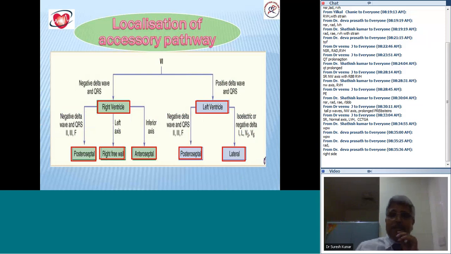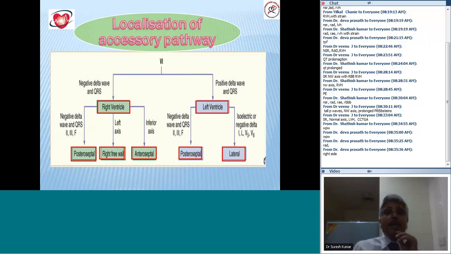And now you are trying to see where in the right ventricle it is or where in the left ventricle it is. In the right ventricle, if you find the QRS is negative in 2, 3, AVF and the delta is negative, it is a posteroseptal. If you have a clear left axis, which means lead 1 and AVL are standing out, 2, 3, AVF are not, that is a right free wall. And if you have an inferior axis, which actually would mean that lead 1 and AVL are negative, then it is anteroseptal. So the right-sided pathways can thus be separated as posteroseptal, anteroseptal, or right free wall.